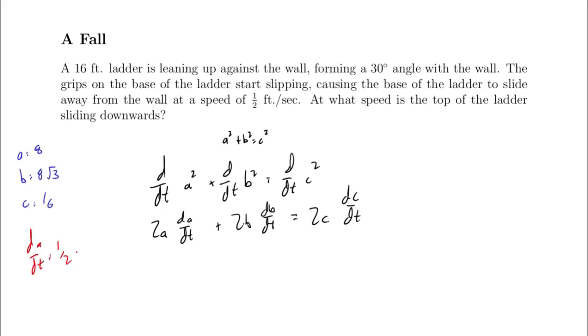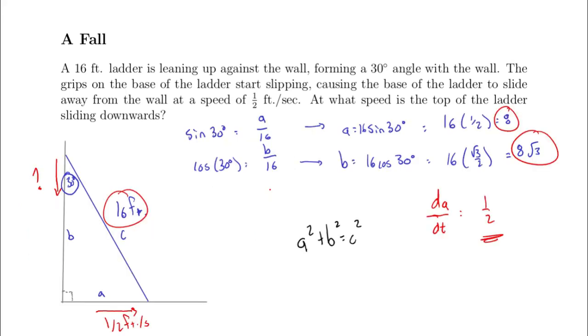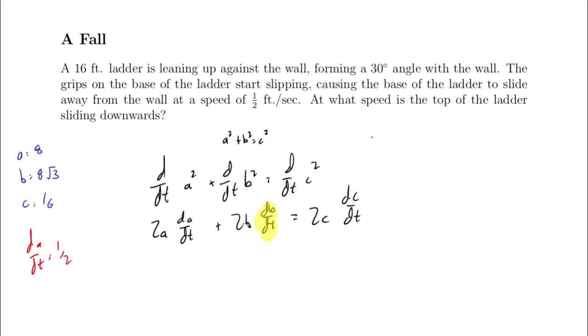This looks great. Notice we're missing two things now. dB over dt, that's the one we want to know, right? If b is this side length, we want to know what dB over dt is. That's really our question. But we're also missing dC over dt.